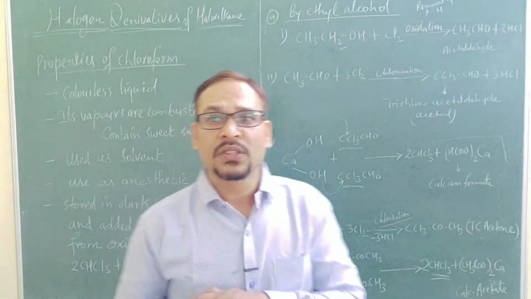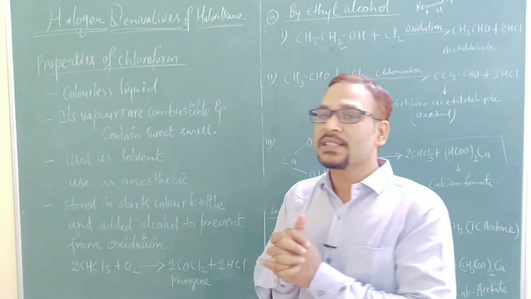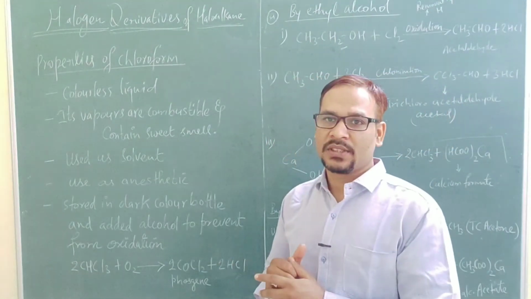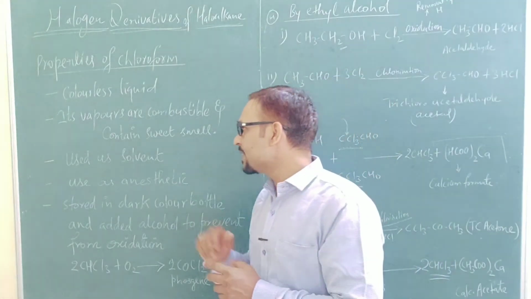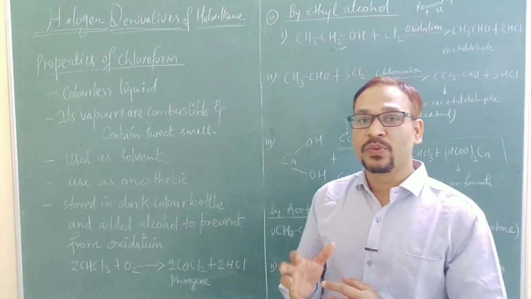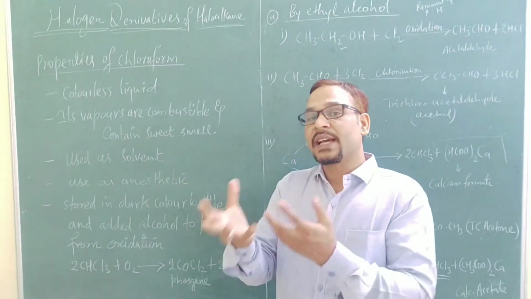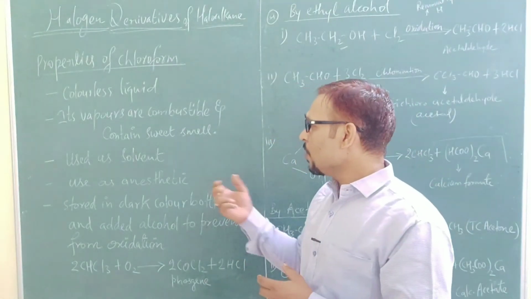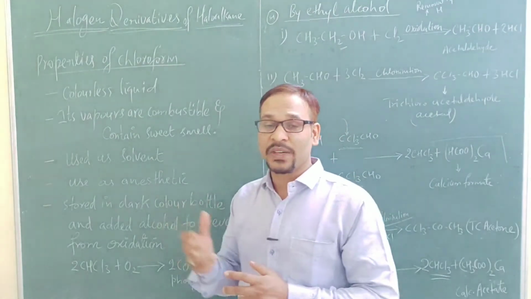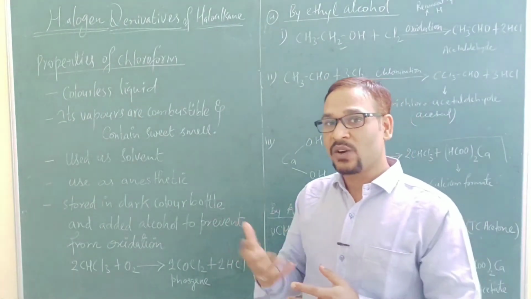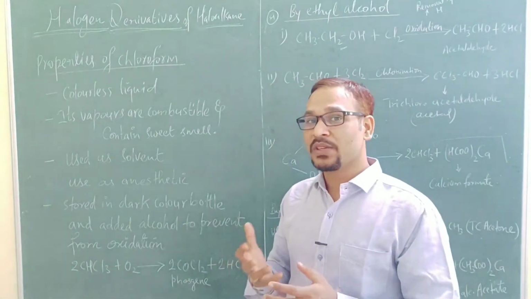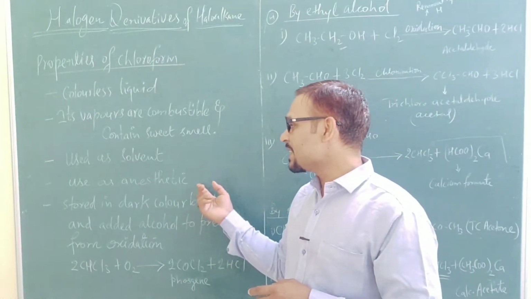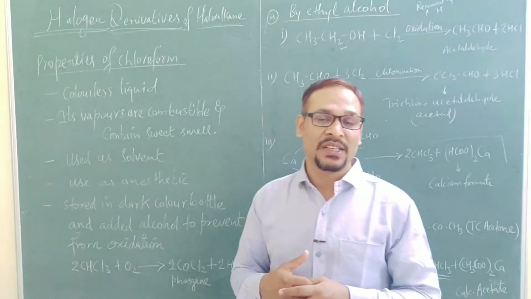Now let's talk about the properties and uses of chloroform. Chloroform is a colorless liquid. It is used as a solvent in the laboratory, and its vapors are combustible, meaning its vapors also catch fire if it is kept open. It also has a sweet taste and sweet smell. You can smell it in the laboratory also, but don't smell too much, otherwise you will get unconsciousness, because it is also used as an anesthetic, to make people unconscious.